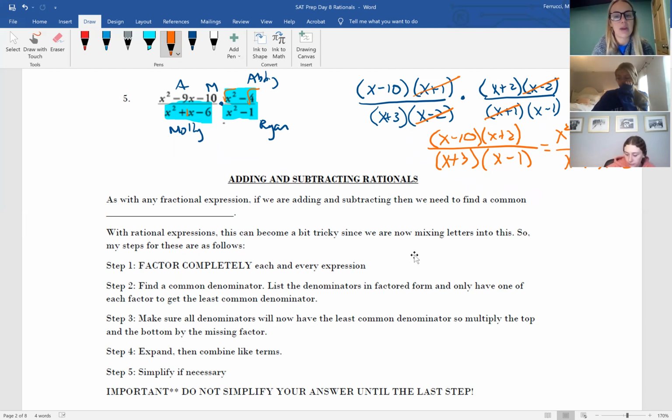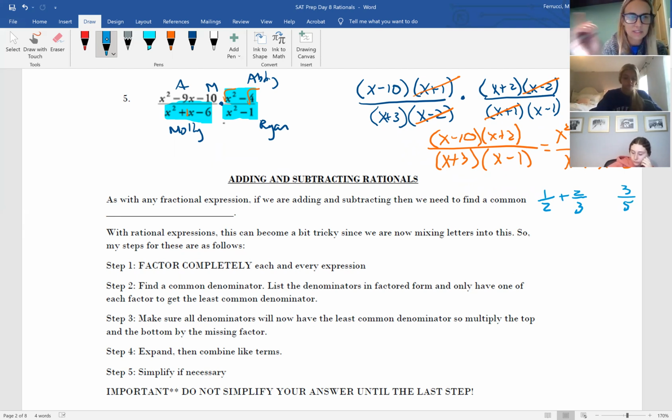So let's look at adding and subtracting rationals. So if you think about adding and subtracting just fractions, if I had like 1/2 plus 2/3, I don't just get 3/5, right? That's not what happens. I don't just add the numerators and add the denominators. That's not how it works. So when we are adding fractions, we need to find a common what? Denominator.